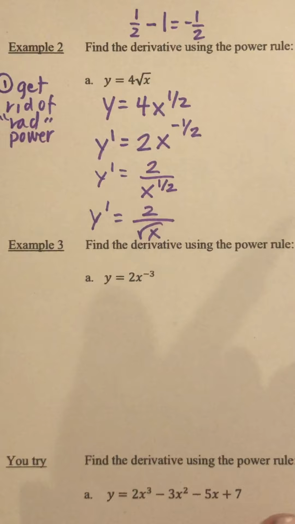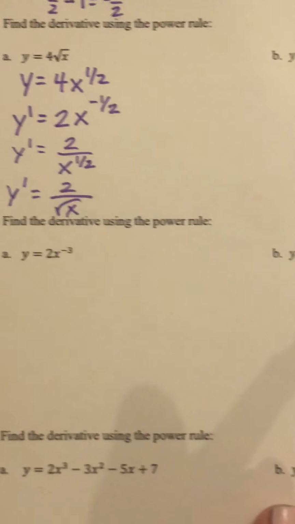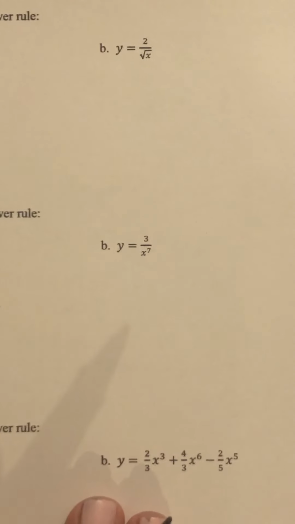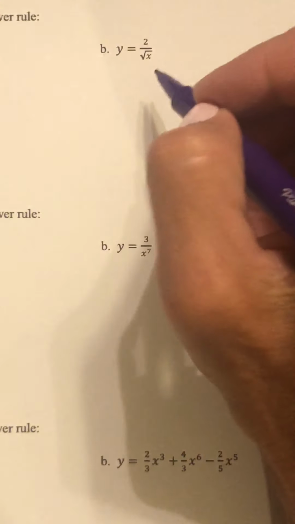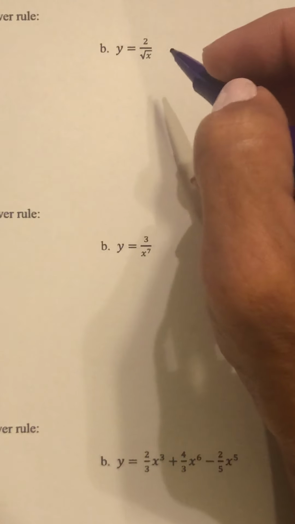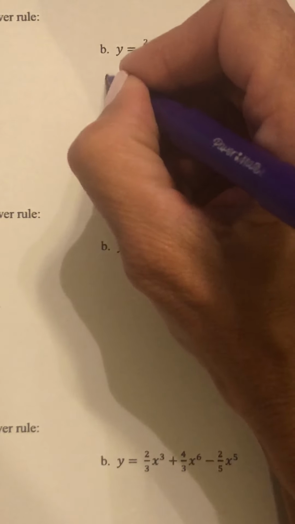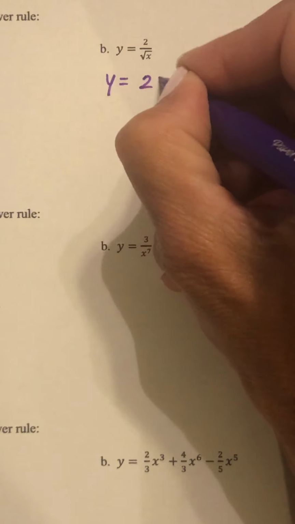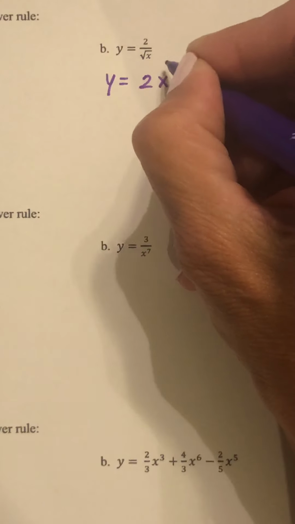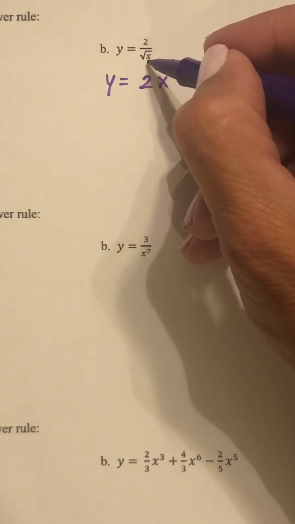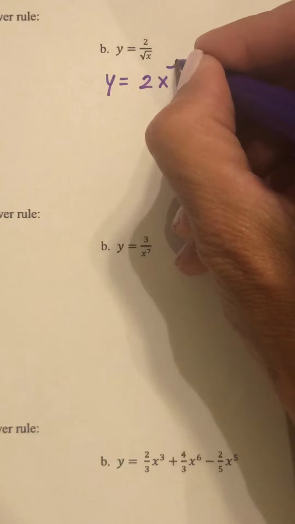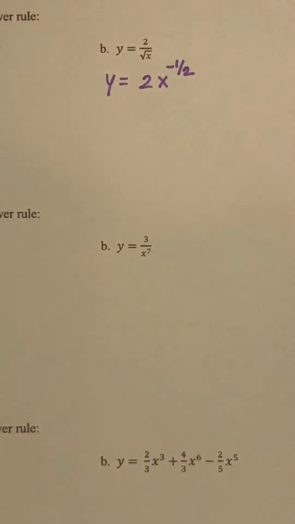All right, so let's try another one. This one here, I've one-upped my game, right? I have y equals 2 over the square root of x. So I'm going to pop this up and make it y equals 2x. Now, when it comes up, it becomes negative. Remember, it's x to the 1/2 on the bottom because of the radical, but when it comes up, it becomes -1/2.